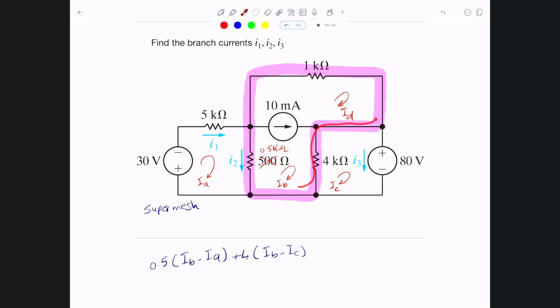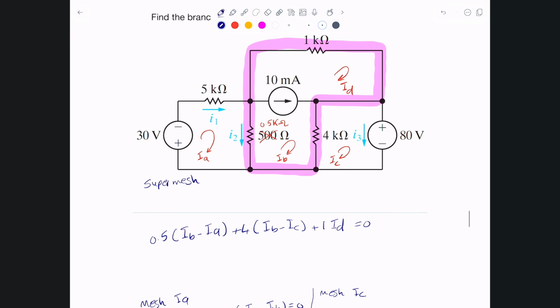So I'll have to move along in here, and I'll see that I have the 1K in here. So for this 1K, I will say plus 1 times, I believe it will be ID, and that should be 0. Okay, so that's basically the super mesh. You clean things up and you move them with a little bit of algebra. You'll get, I believe, negative 0.5 IA.